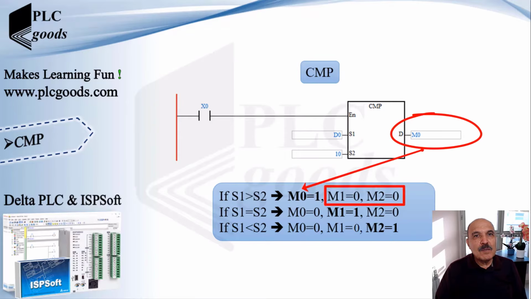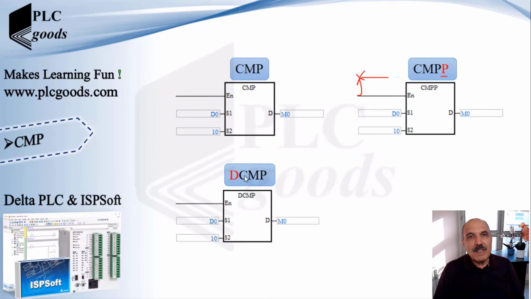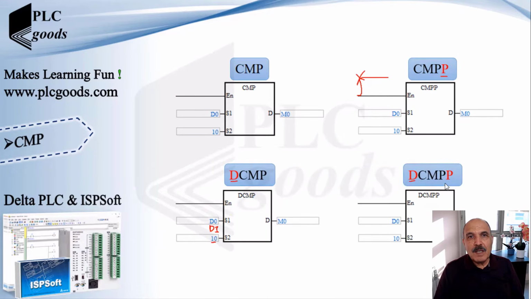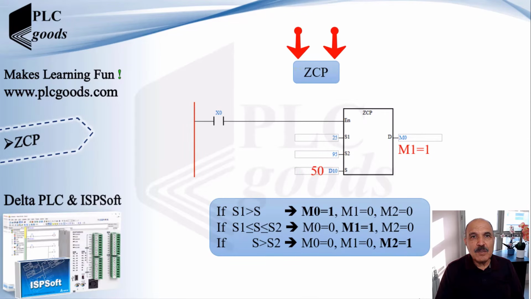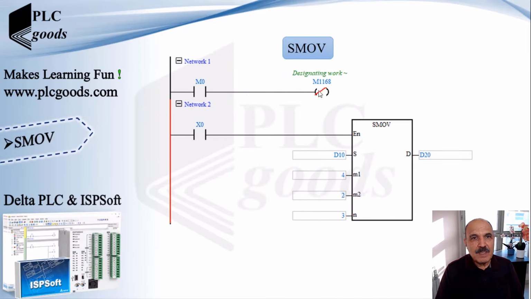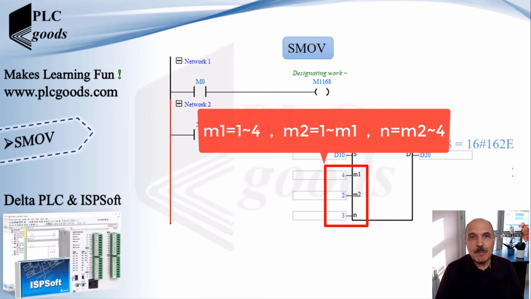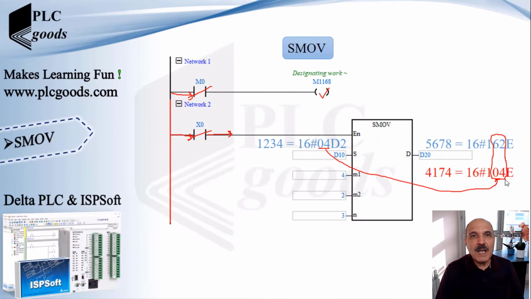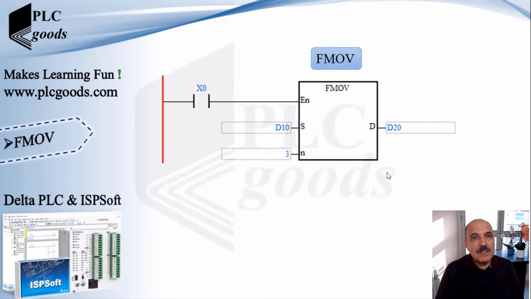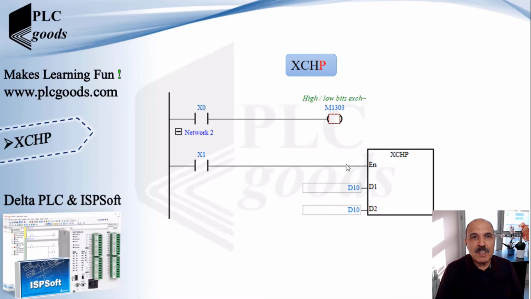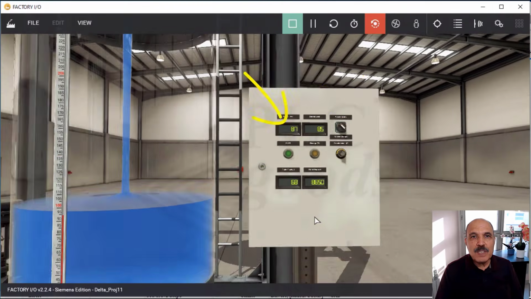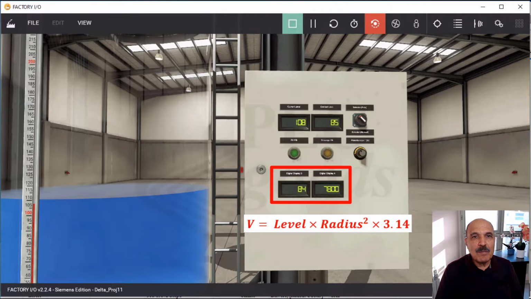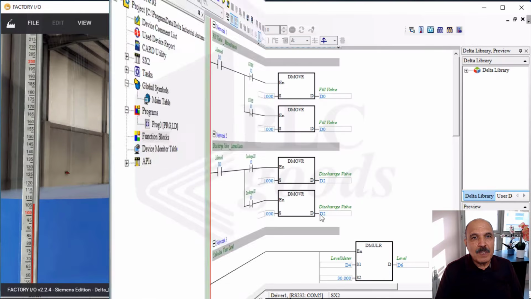The video tutorial lesson number 11 examines transmission comparison instructions and enhances a water tank control project. It begins with the CMP instruction used for mathematical comparisons and Boolean address activation. It introduces related instructions like CMPP and DCMP, especially in the framework of double word memory.